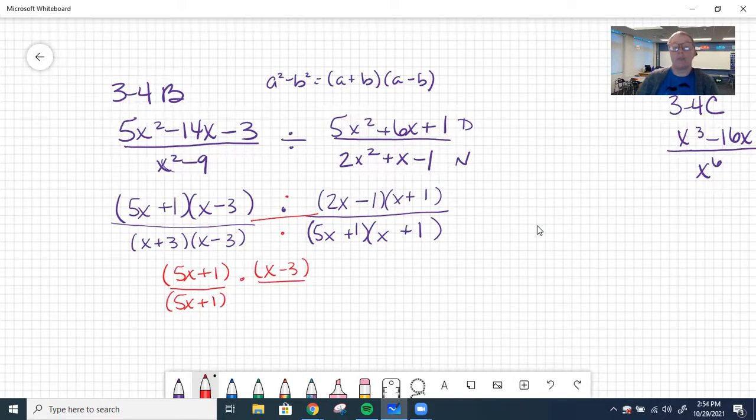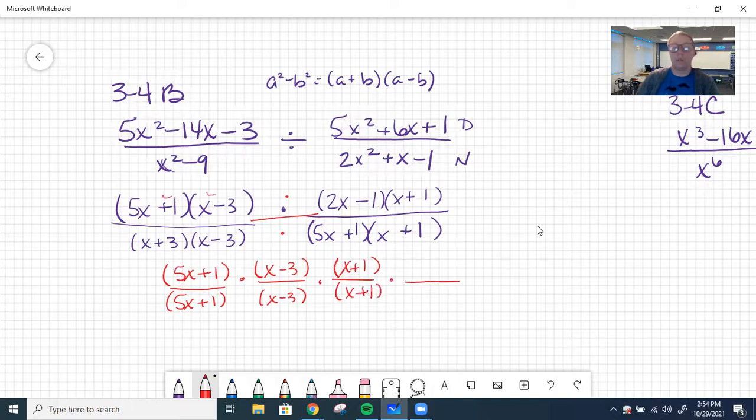So I see a 5x plus 1 and a 5x plus 1. So I'm going to put those over each other. Here I see an x minus 3 and an x minus 3. What else? I see this x plus 1 and x plus 1. Right? The thing with multiplication is it does not matter the order you do it in.